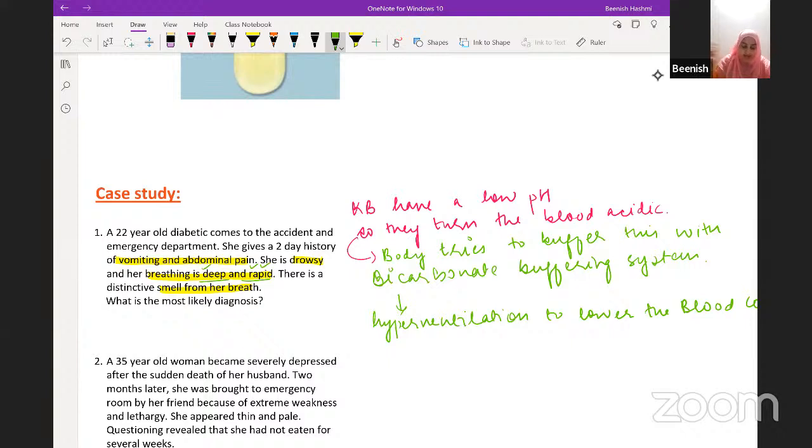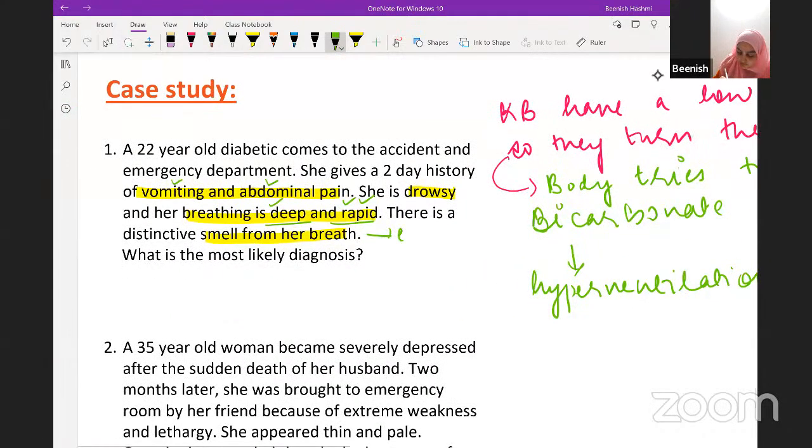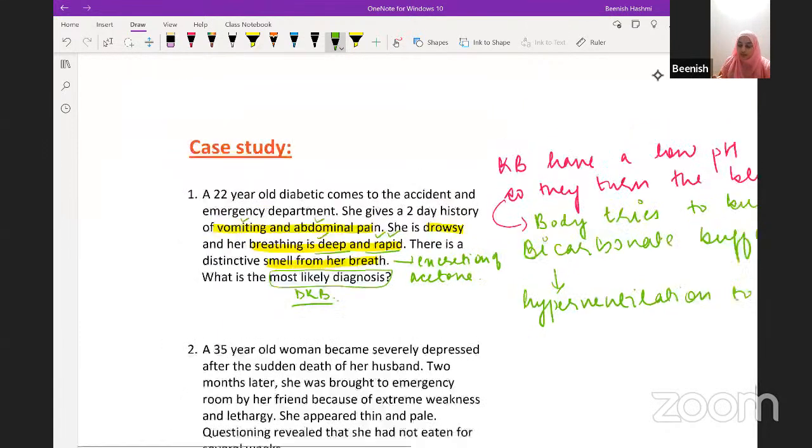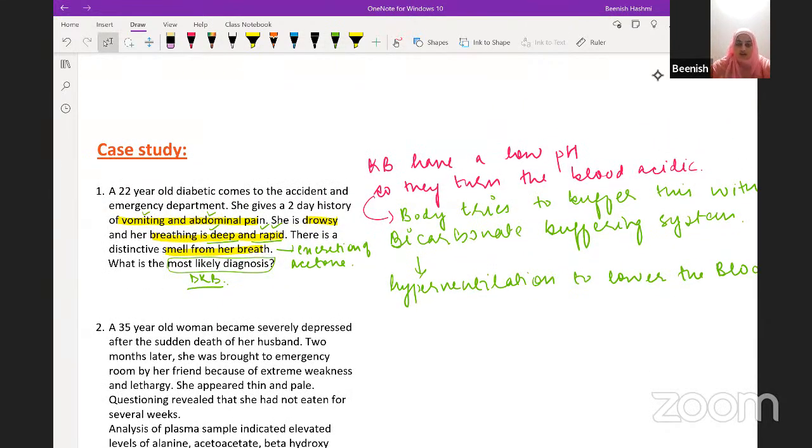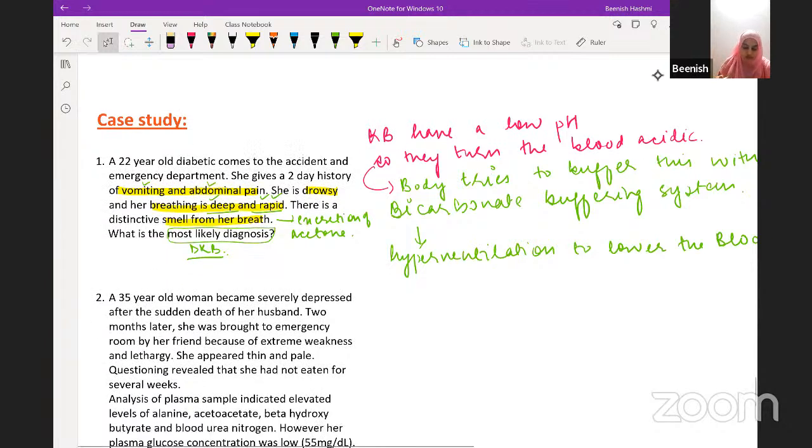So this explains that. Then vomiting and abdominal pain are symptoms of diabetic ketoacidosis. Then there is a distinctive smell from the breath. This is because of excretion of acetone. Okay. So what is the most likely diagnosis? Now your answer will be diabetic ketoacidosis, because all these symptoms and the history indicate diabetic ketoacidosis.